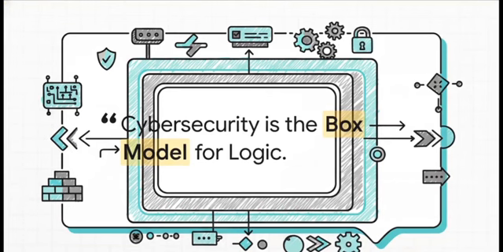Now, here is the core idea for this entire explainer. If you understand the CSS box model, you know how everything on a web page is just a box with padding, a border, and a margin? Then you're already halfway there. Seriously. Cybersecurity is just the box model, but for logic. It's all about understanding the containers and the boundaries that control how an entire system behaves.